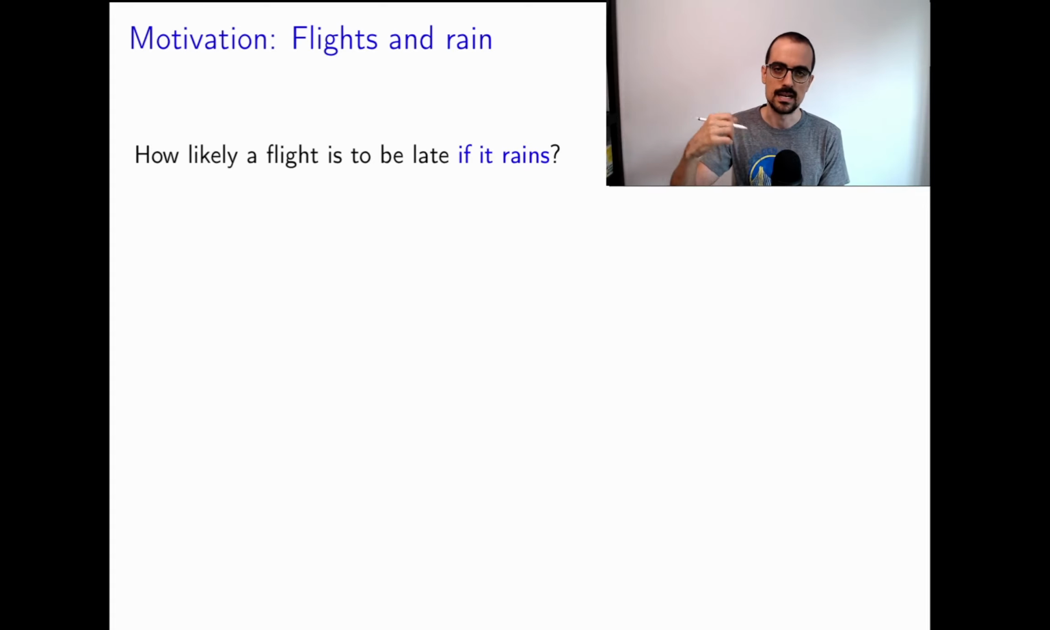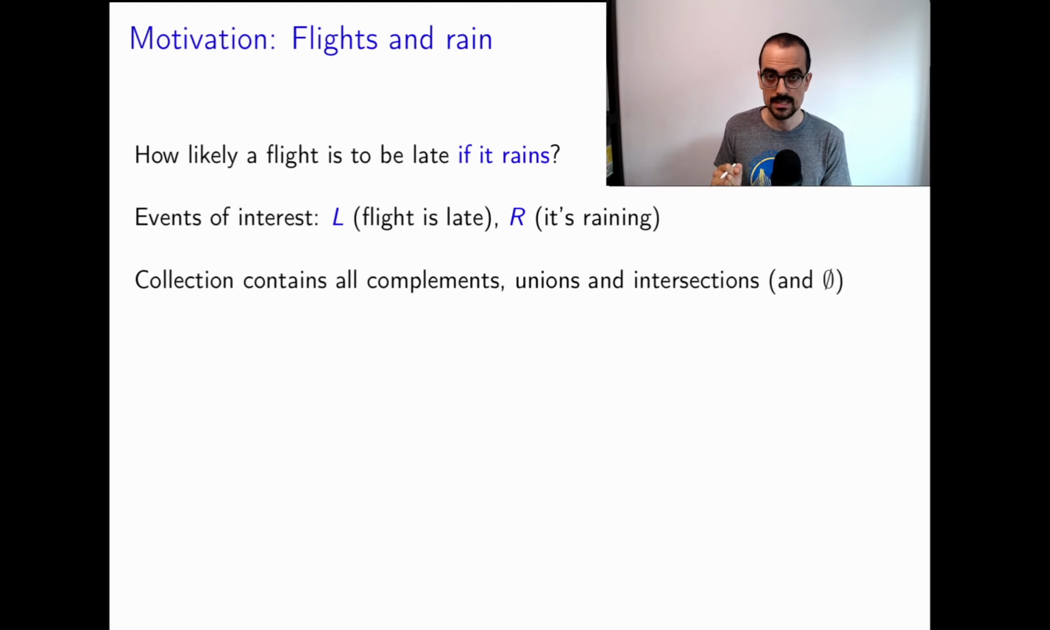Imagine they have hired you, for example, at JFK Airport to model under what conditions flights are going to be late. And in particular, they're interested in finding out what is the probability that a flight is late if it's raining. Okay, so let's model this probabilistically.